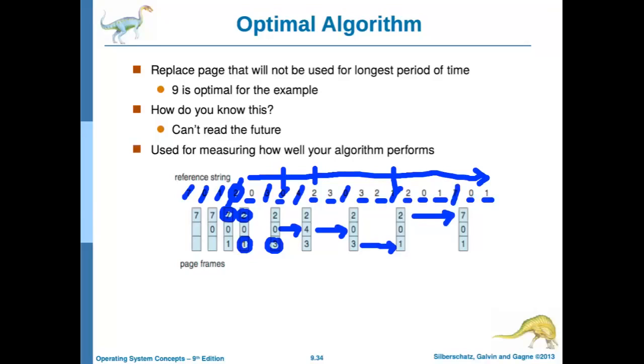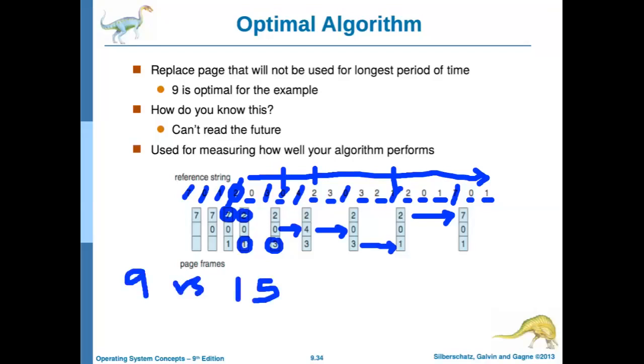With the optimal algorithm, how many page faults are there? It is 1, 2, 3, 4, 5, 6, 7, 8, 9. Just 9 page faults are there, versus with FIFO, which resulted in 15 page faults. So definitely the optimal algorithm gives a good value with respect to the number of page faults.